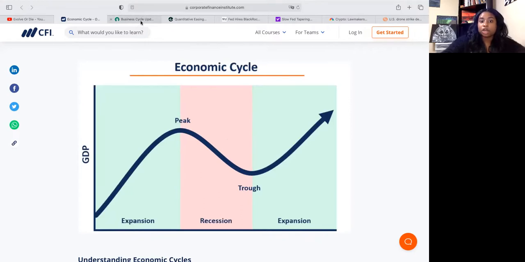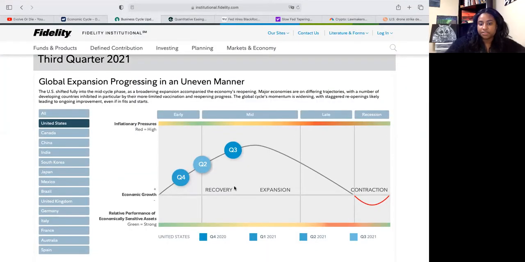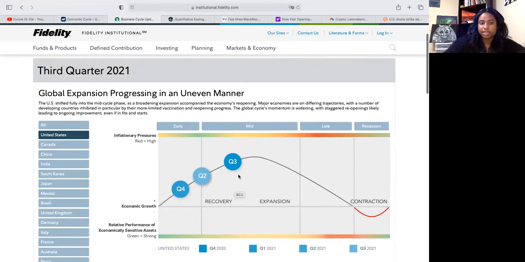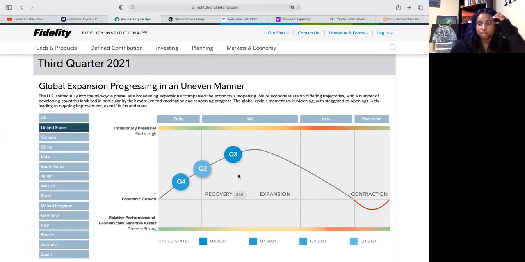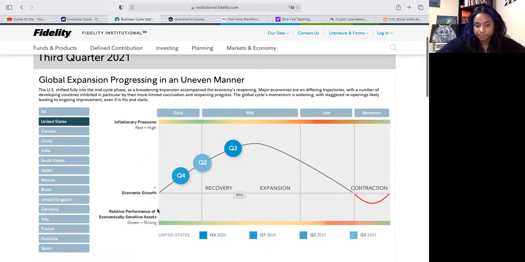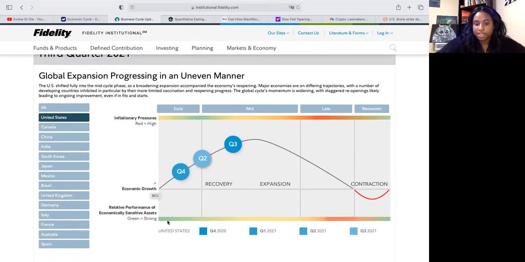And the current phase of the cycle that we're in right now, you can see here, Fidelity does an amazing job with providing cycle updates, which I think is incredible. They provide so many different business cycle updates for not just the United States, but globally and internationally by country. So it's really great. And as you can see here, we're measuring the US. We're looking from Q4, the end of 2020, to currently right now, we're in Q3 of 2021.